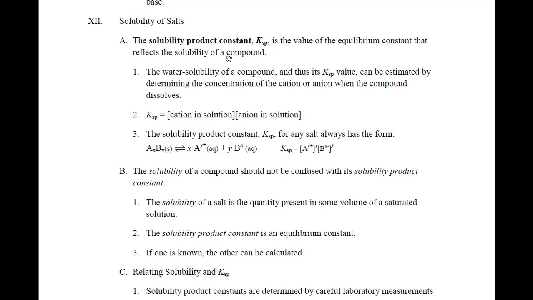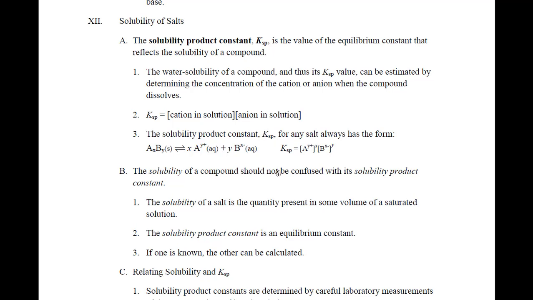The solubility product constant, which we designate as K sub SP for solubility product, is the value of the equilibrium constant that reflects the solubility of a compound. Now, in context, we're going to limit the discussion to what we call insoluble salts.